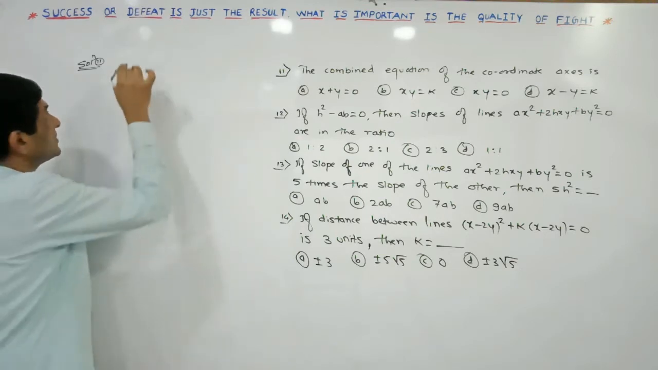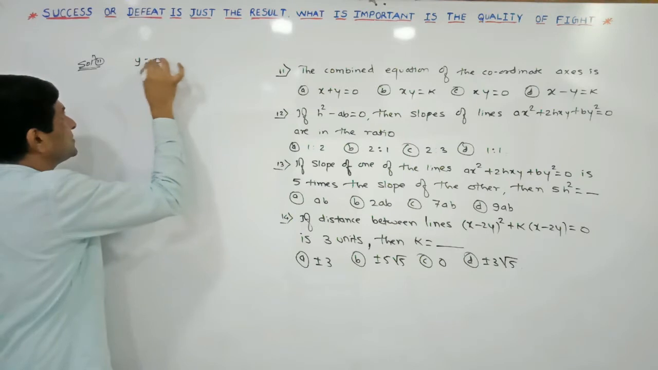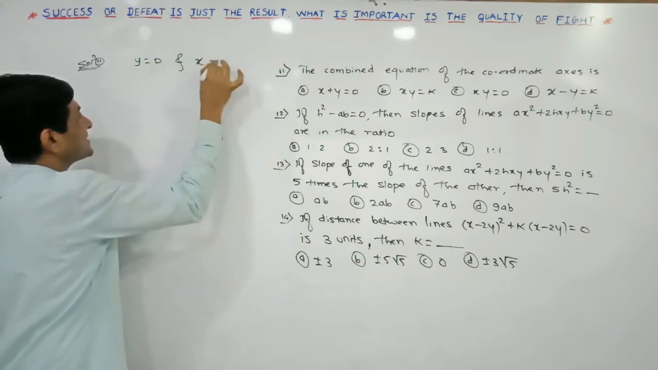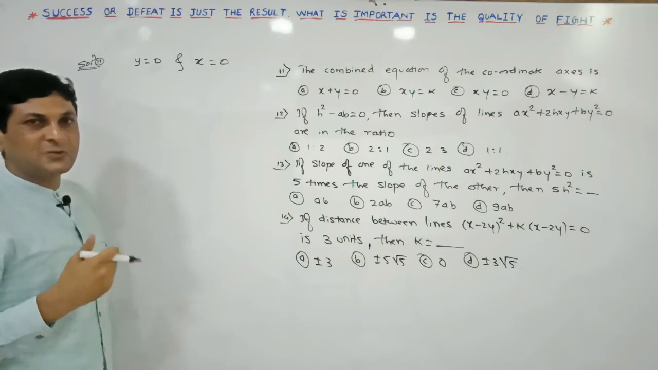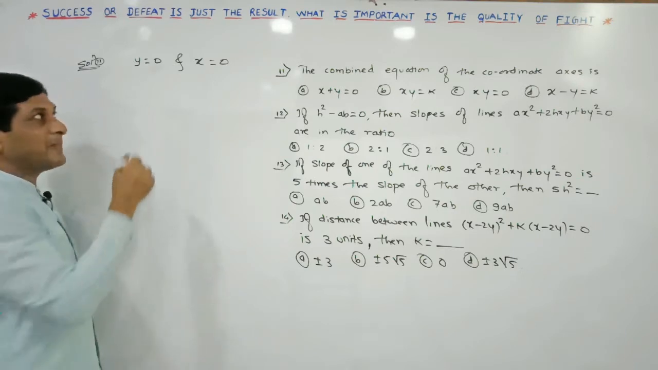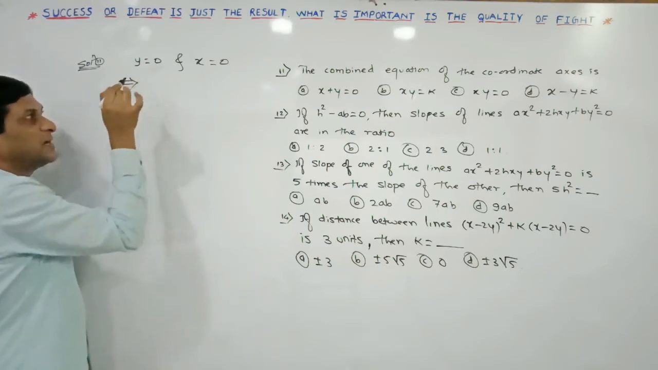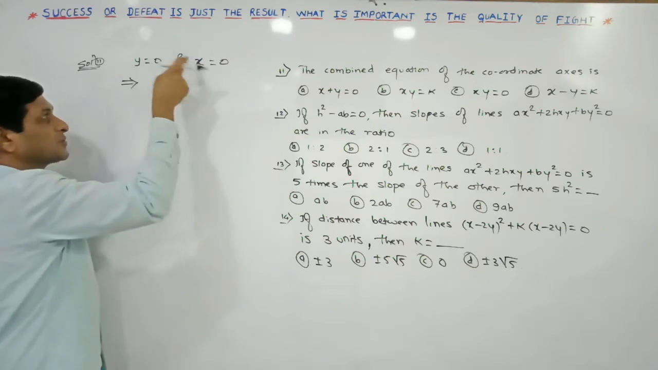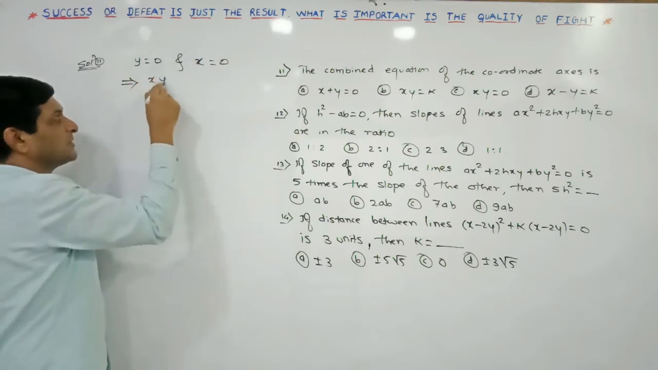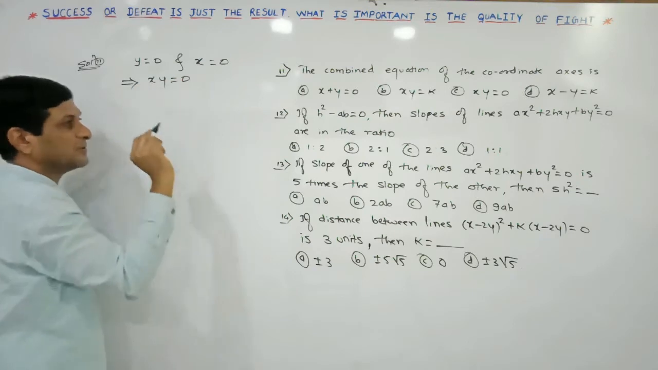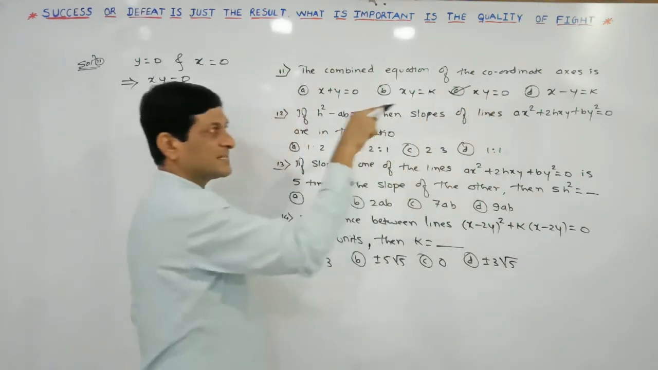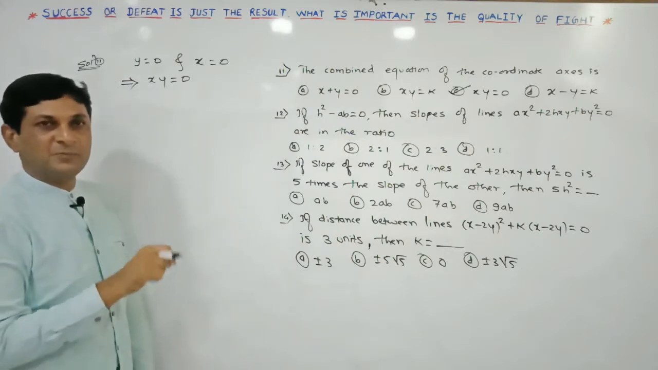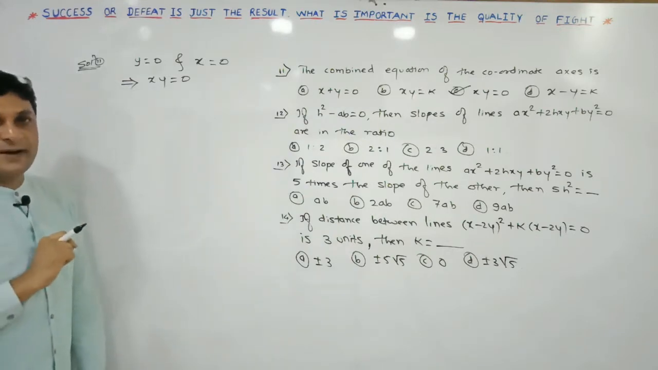We know that the equation of the x-axis is y = 0 and the equation of the y-axis is what? x = 0. Once the equations of the coordinate axes are known to us, to find the required combined equation we just have to take the multiplication of these two equations. So the multiplication of these two equations is xy = 0. In this way we can say that option C will be the correct answer, that xy = 0 will be the combined equation of the coordinate axes.